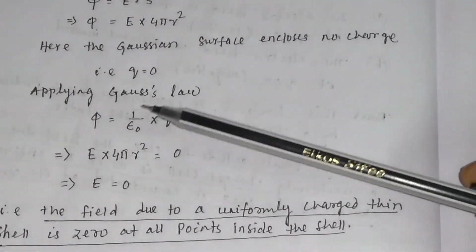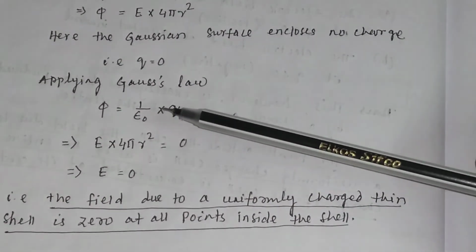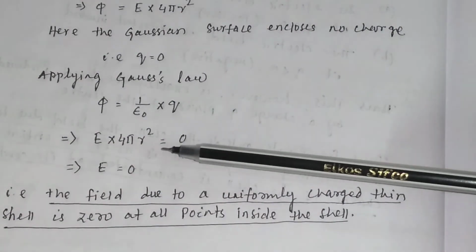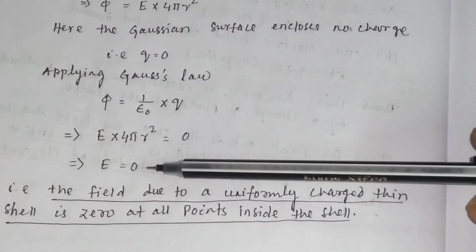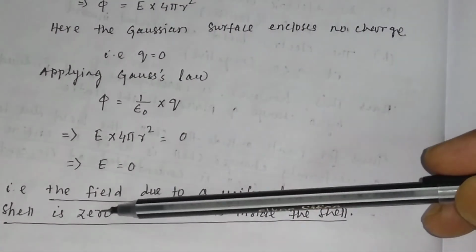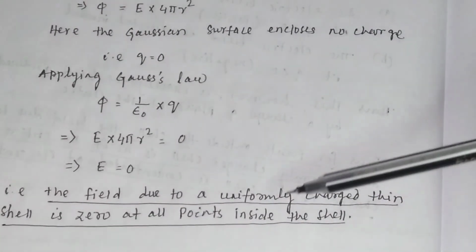So applying Gauss law, phi equals 1 by epsilon 0 times the total charge. So phi equals E into 4 pi r square, that is equal to 0 because Q is equal to 0, so the field is equal to 0. Thus, the field due to a uniformly charged thin spherical shell is 0 at all points inside the shell.